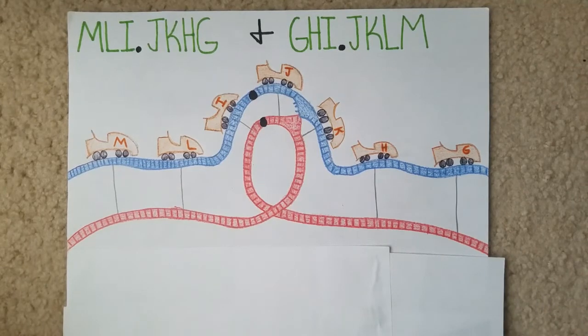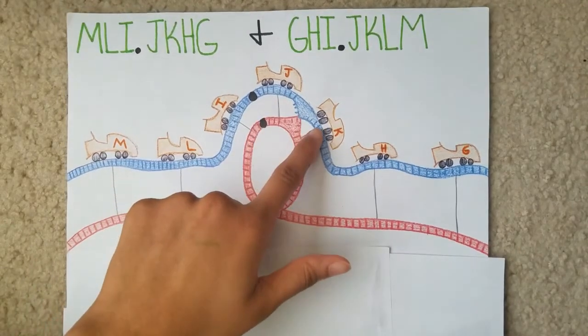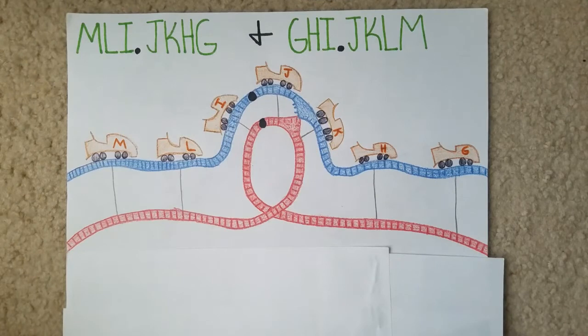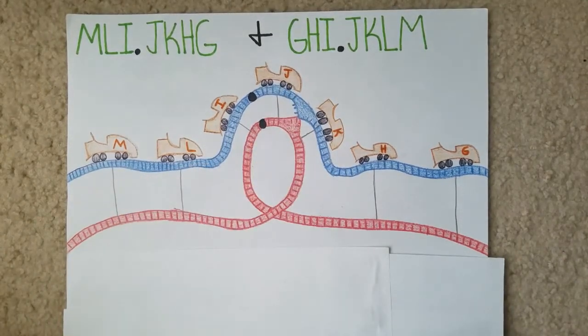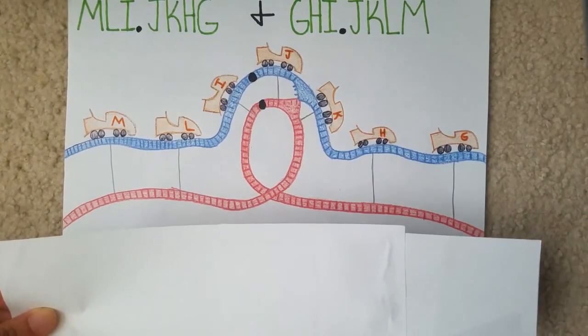Let's say there's a crossover between J and K. The segment between cars J and K will break, reassemble, and the two tracks will randomly merge into each other. As a result of the crossover, 4 gametes will be produced.